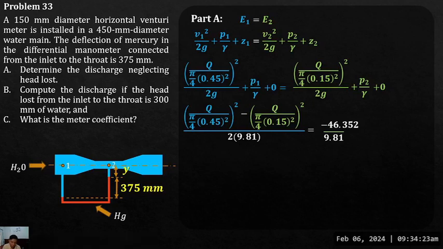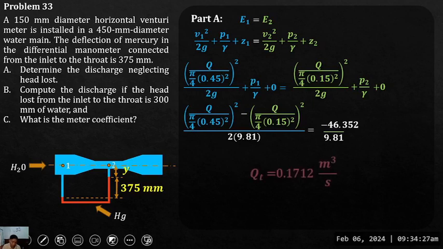So, one equation, one unknown. QT natin is 0.1712. So, again, we did not consider head loss here. That's why that would be Q underscore T. That is 0.1712 cubic meter per second. So that would be theoretical discharge. Okay. May take a screenshot if you want.